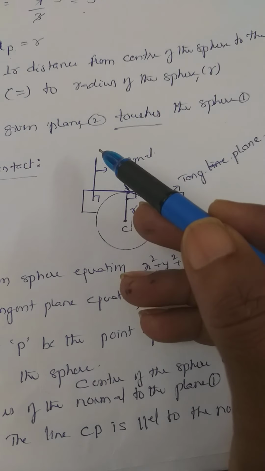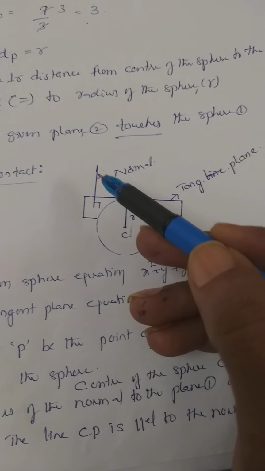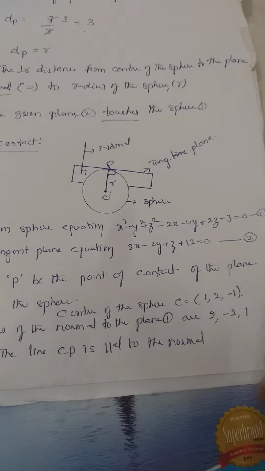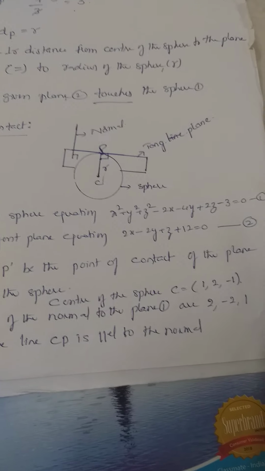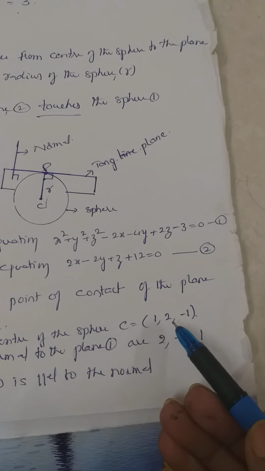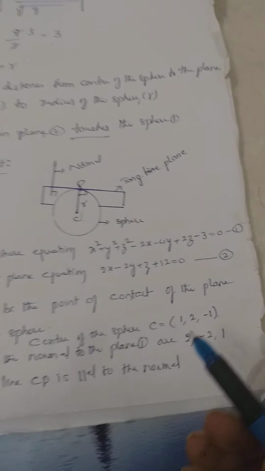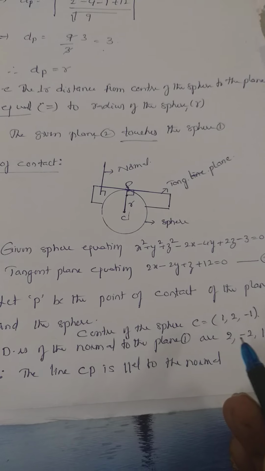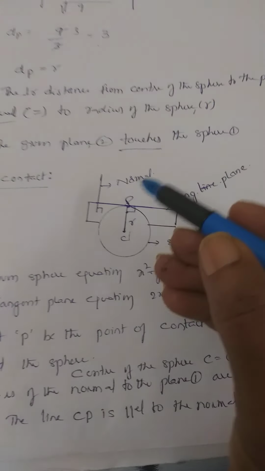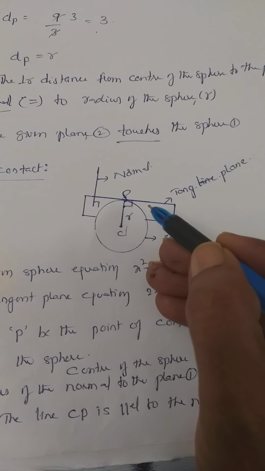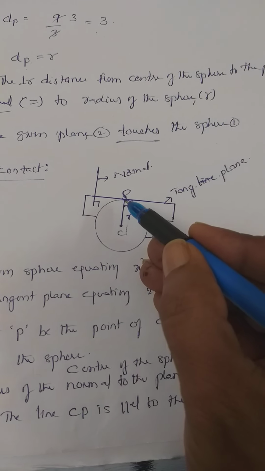Now a line which is perpendicular to the plane is called what? Normal, right? Now here first of all we are finding the center of the sphere. Already we know the center of the sphere, minus of x coefficient by 2, minus of y coefficient by 2, minus of z coefficient by 2 is 1 comma 2 comma minus 1. Now here we are finding direction ratios of the normal to the plane 1. First of all we have to find the point of contact of the plane and the sphere. This point we have to find.